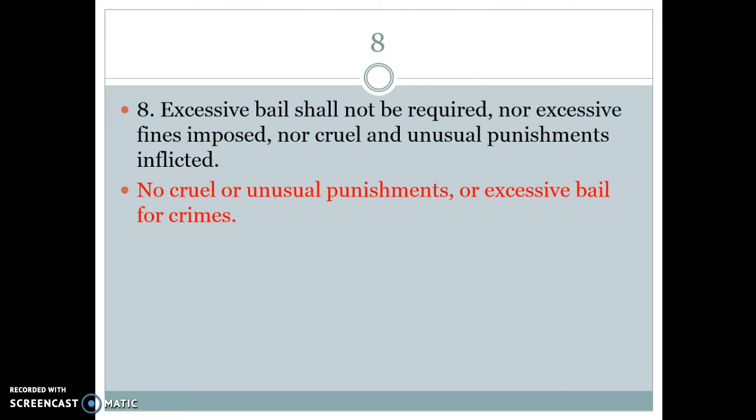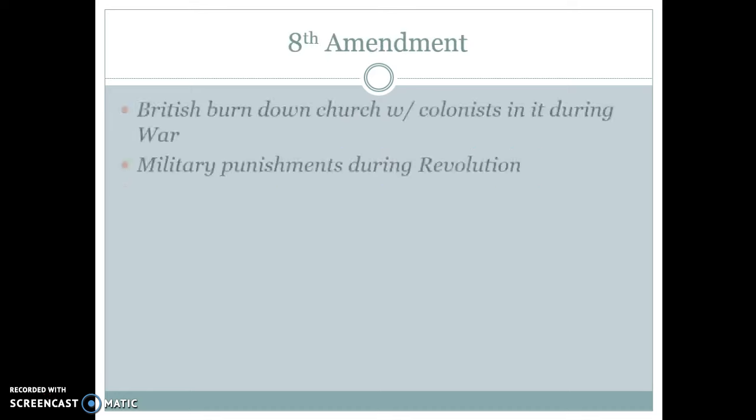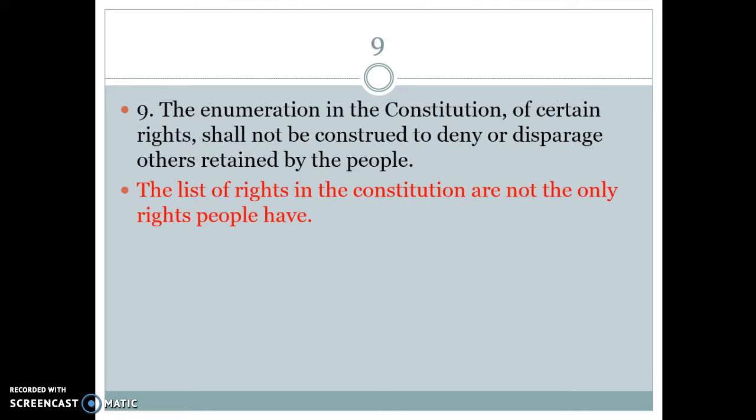The Eighth Amendment is our no cruel or unusual punishments or excessive bail for crime. So if you are accused of a crime and found guilty, you can't be punished in a strange or weird way. The exception to this is execution. That is not considered cruel and unusual. We are allowed to execute people even though we do have this amendment. And some historical foundations for this would be military punishments during the Revolution, which we saw.